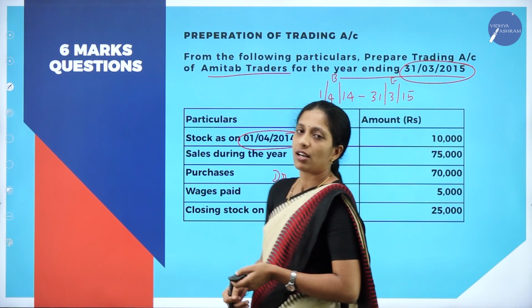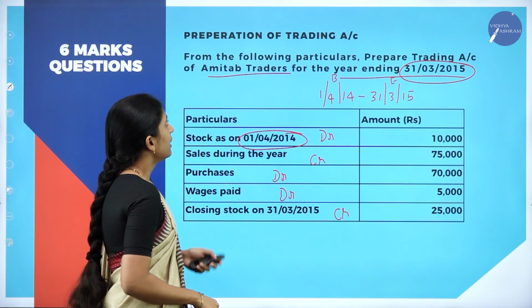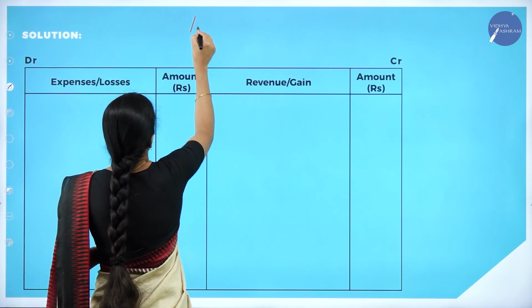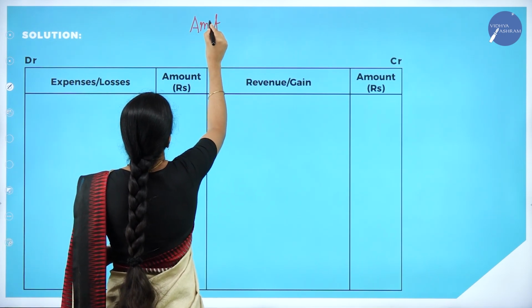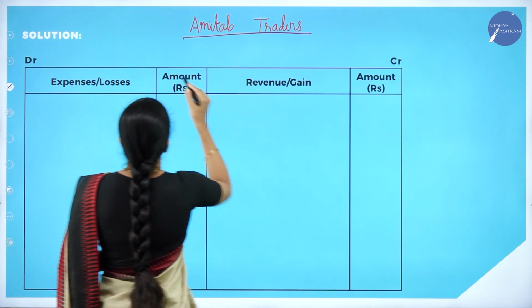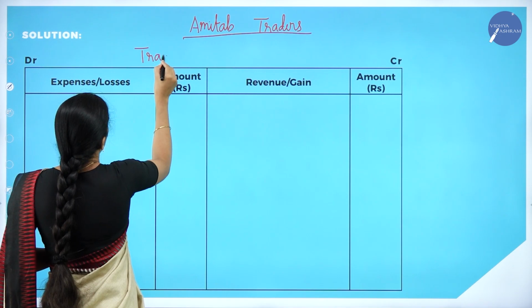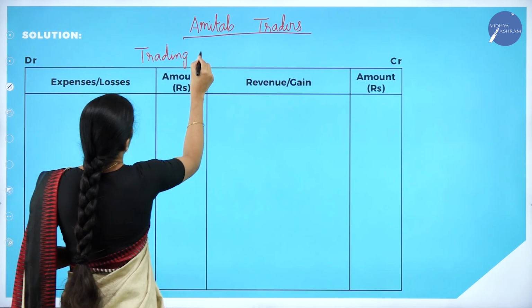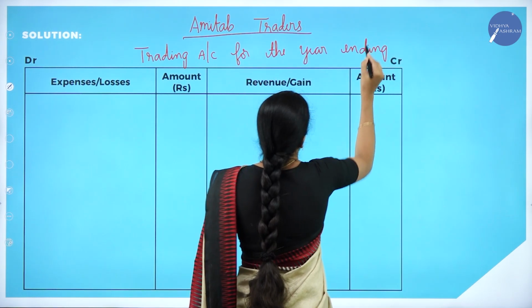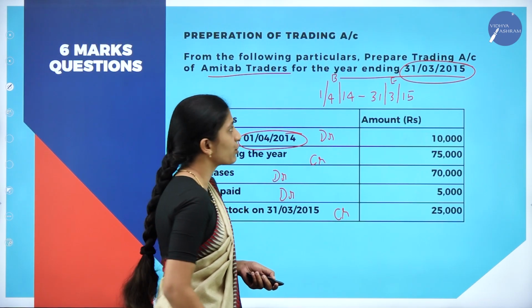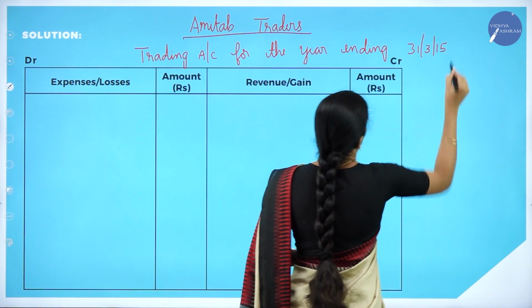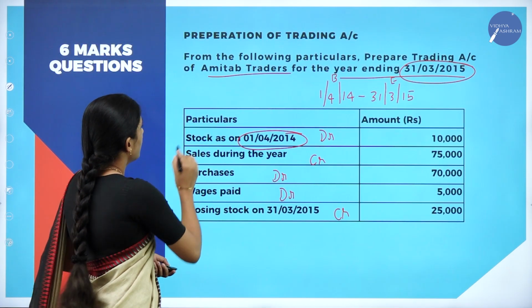So we shall start the solution. First we will write the name of the trader, that is Amitabh Traders. So this is the solution. Under Amitabh Traders, you will write the heading: Trading Account for the year ending 31st March 2015. Now we shall start with opening stock.